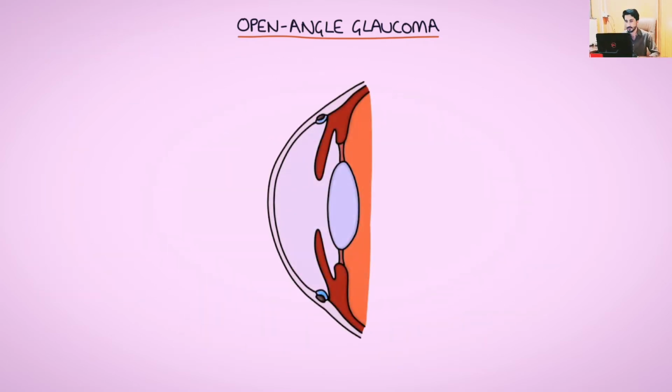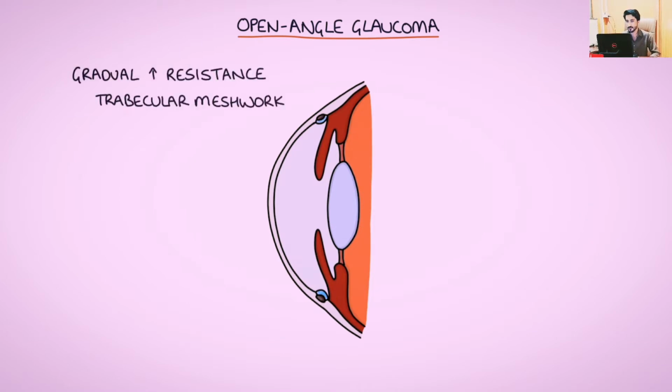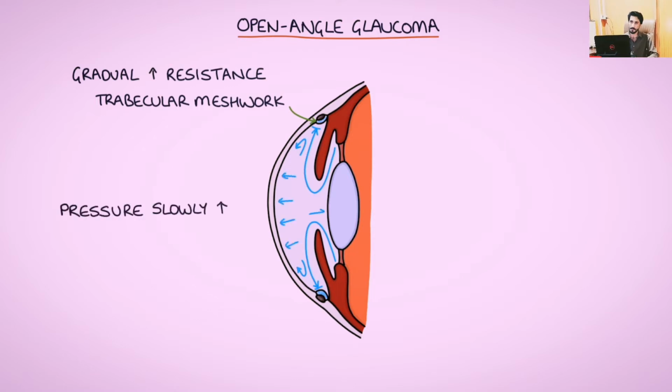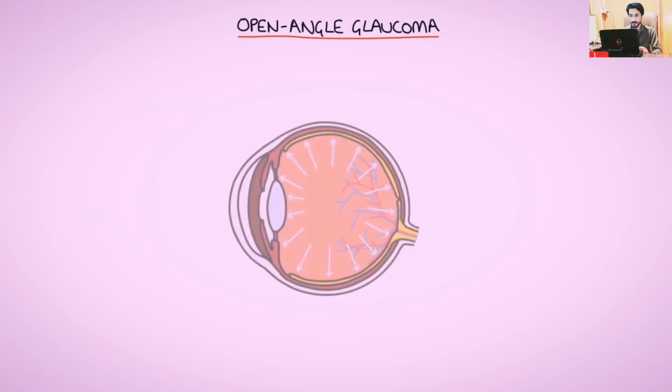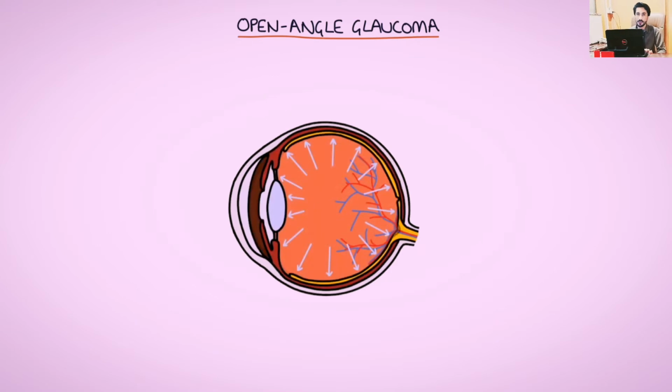And in open-angle glaucoma, there's a gradual increase in resistance through the trabecular meshwork. And this makes it more difficult for aqueous humor to flow through the meshwork and exit the eye. Therefore, the pressure slowly builds within the eye, and this gives a slow and chronic onset of glaucoma. So let's talk about the effects of the increased pressure in the eye, and this causes cupping of the optic disc.